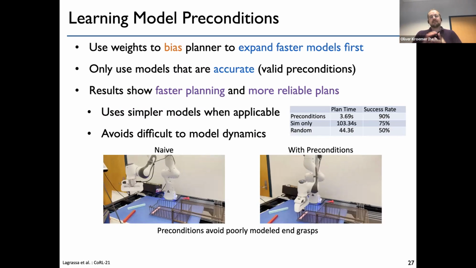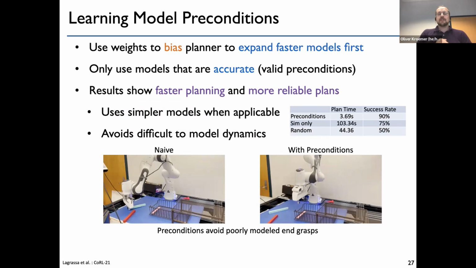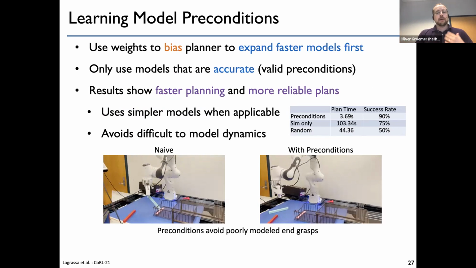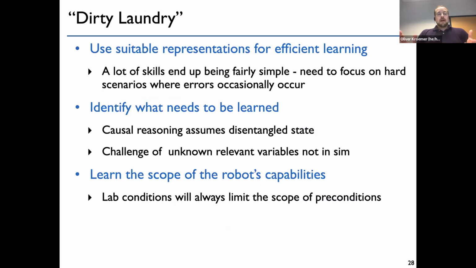And so with this, we can get plans that are both faster, because if we're in free space, we're not going to rely on complicated physics, only when we get close to objects. And we're also still robust, because we make sure that we only use models that are accurate at different times.